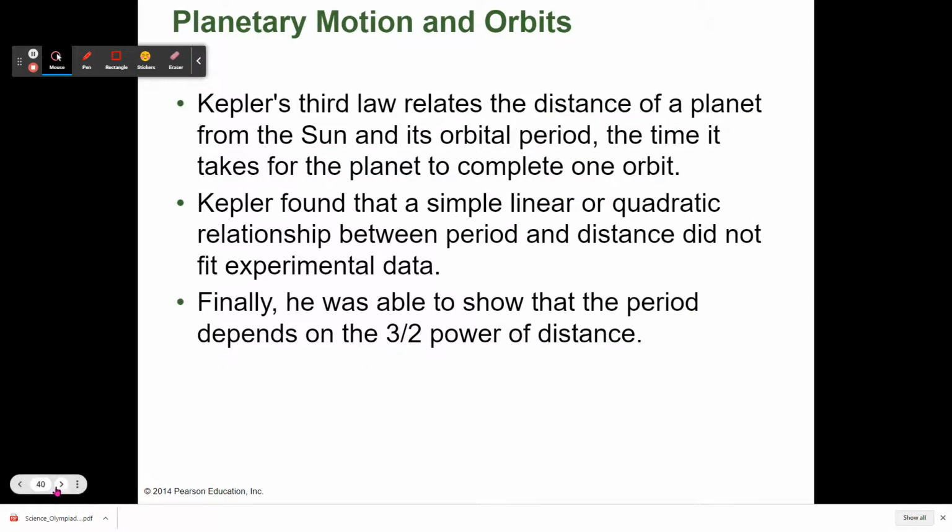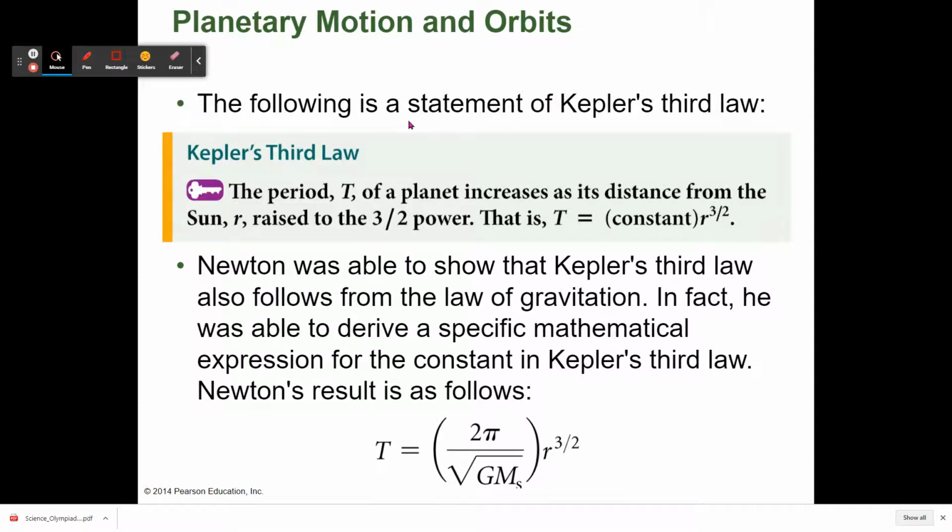So let's look at the equation for that. Here's the actual equation for Kepler's third law. The period, capital T, of a planet increases as its distance from the sun, r, is raised to the 3/2 power. So here's the formula: T equals the distance from the sun raised to the 3/2 power. And of course, there's a constant that you're going to multiply that by to make it a relationship.